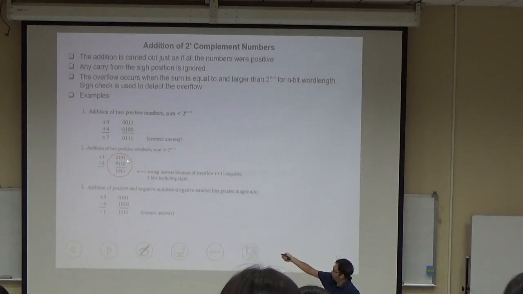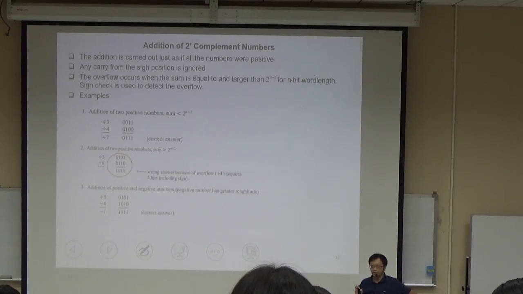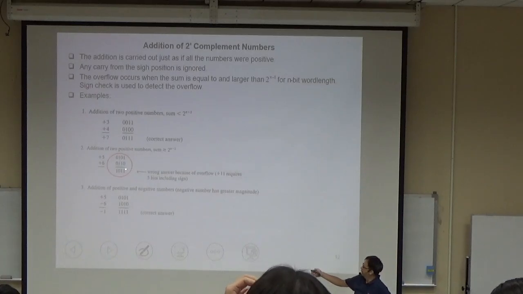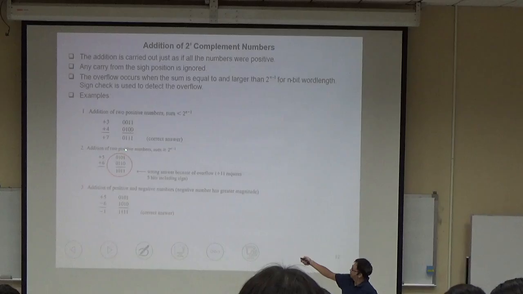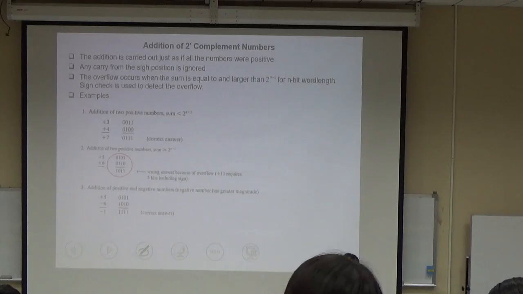You see the result right here. Now positive 5 has this expression, positive 6 has this expression. Then we perform binary addition. According to the table, we have this result. Okay, 1 plus 1 becomes 1. 0 plus 1 becomes 1. 1 plus 1 becomes 0. Okay, and we have a carry.